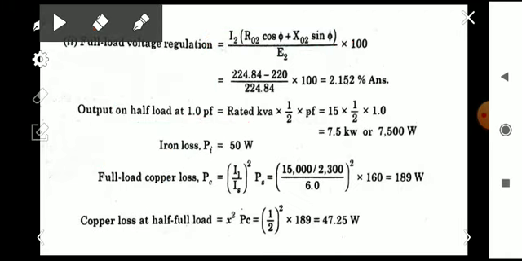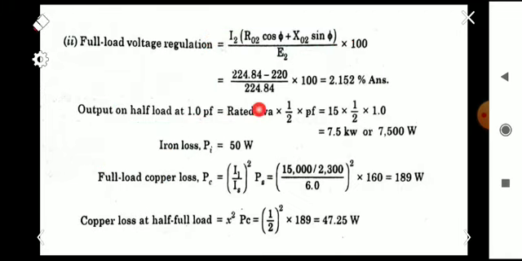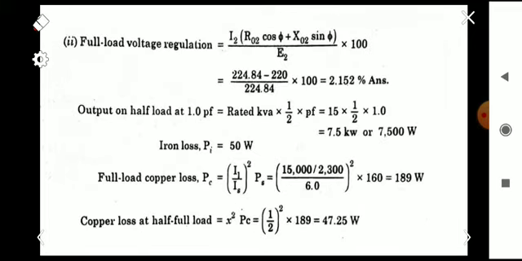In the question itself they have used E2 minus V2 by E2. That is, E2 is here, V2 is here. So E2 minus V2 by E2, we will obtain it as 2.152 percent. That is the voltage regulation. Or we can use the other equation also, because all of I2 R0 to cos phi and so on, we know; just substitute those values, and we can also use that equation for finding the voltage regulation. So that's the second case.